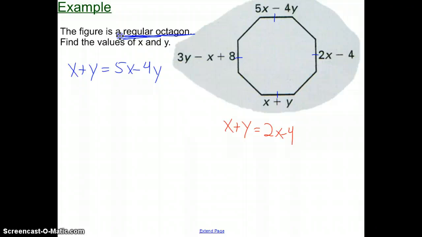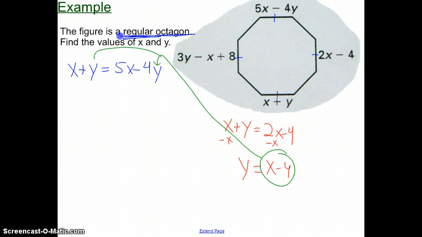What I'm going to do is take this red equation and solve for one of the variables. So I'm going to subtract x from both sides. So y equals x minus 4. I'm going to take this expression, that x minus 4, that's what equals y, and plug it into the other equation. Just doing the substitution method of solving systems of equations. So by doing that substitution, it gives us this: x plus, taking the y out, replacing it with x minus 4, to equal 5x minus 4. Again, I'm taking the y out, replacing it with x minus 4.